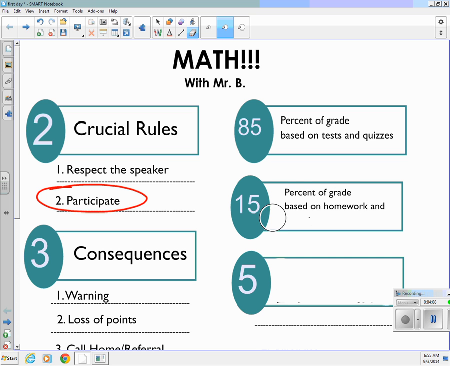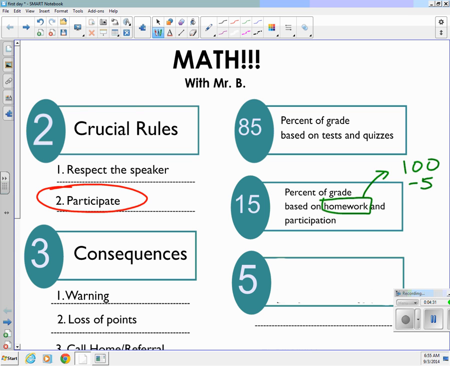And 15% is based on homework and participation. We didn't really talk about homework so much today in class. Here's how your homework grade works. It's very simple. You start with 100, okay? Everybody has a 100 homework grade right now. Every time you don't do a homework, you lose 5 points on that grade. So 5 points lost for each homework that wasn't attempted, okay?